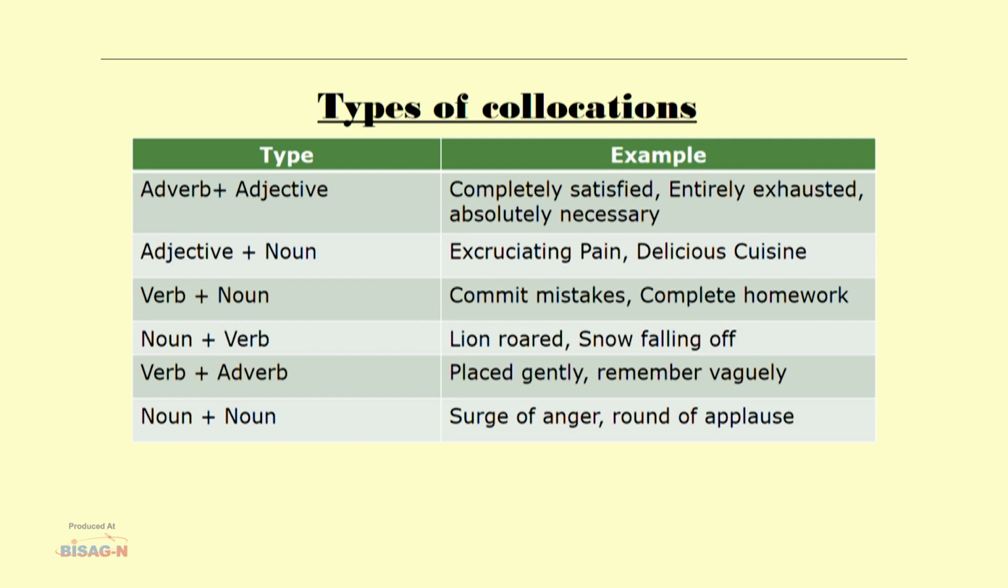Similarly, we have the noun plus noun collocations too. The category of noun, again used with another noun. It's a surge of anger or round of applause. We always use this common collocation as, can we give a round of applause to the entire team? So what is round of applause? Round is a noun, plus applause is again a noun. Surge is a noun. Anger is again a noun. So these are some of the types of collocations that the candidate can prepare before appearing for the reading examination in Linguaskills.